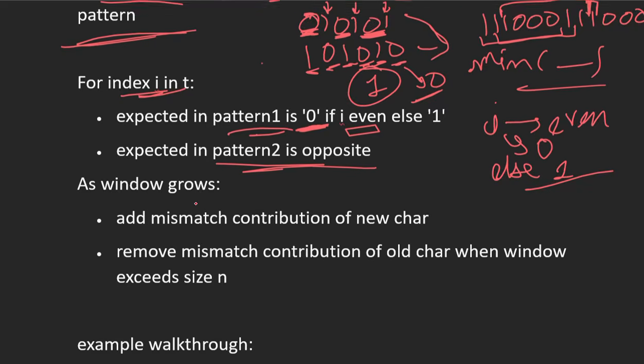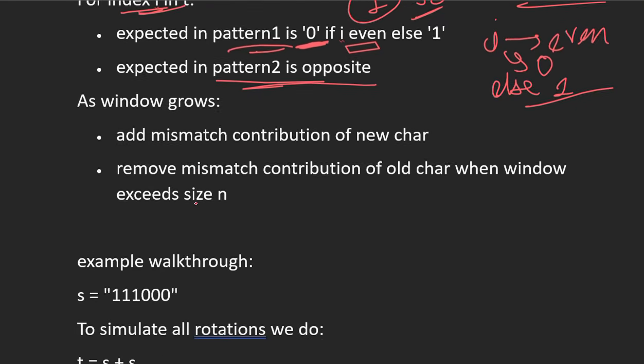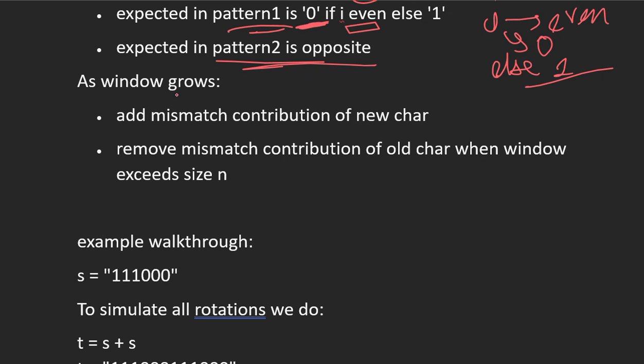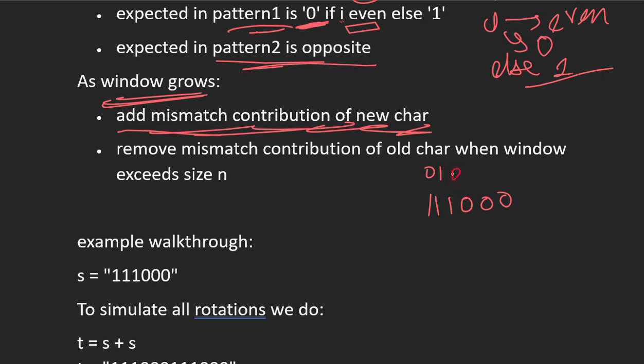So now we have to handle two cases in the window: what we do when we expand the window and what we do when we shrink the window. When the window grows, like we add a new element to the window, we'll be adding the mismatch contribution of the new character. So see, 1 1 1 0 0 0, right? If we compare with pattern 1, 0 1 0 1 0 1, how many mismatches? 1 2 3 4, 4 mismatches. Then we check with 1 0 1 0 1 0. How many mismatches? One mismatch.